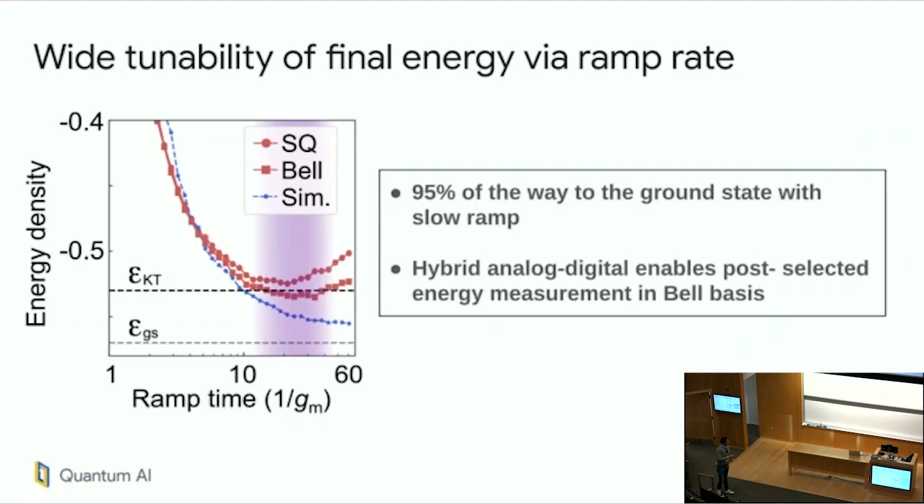Okay, so let's start out sort of simple. Let's first just measure the energy, the final energy in our system. That's XX plus YY, nearest neighbor correlators, as a function of time. I show you that here both for experiment in red and also simulation in blue. You can immediately see that we are able to get very close to the ground state. We actually get 95% of the way there. The ground state is shown here in the gray line.